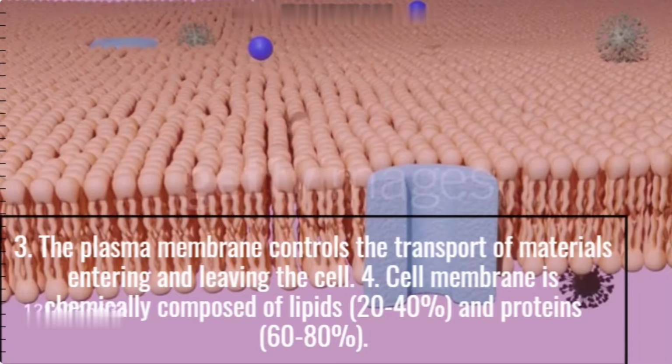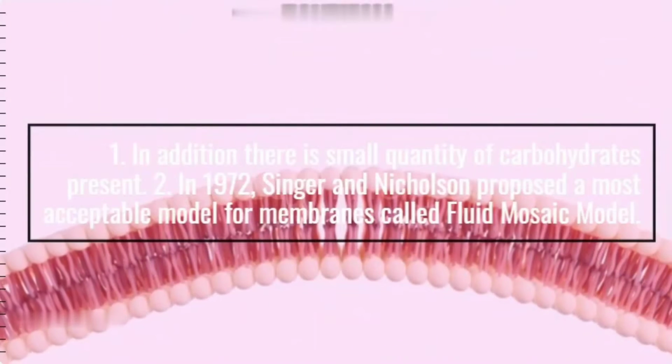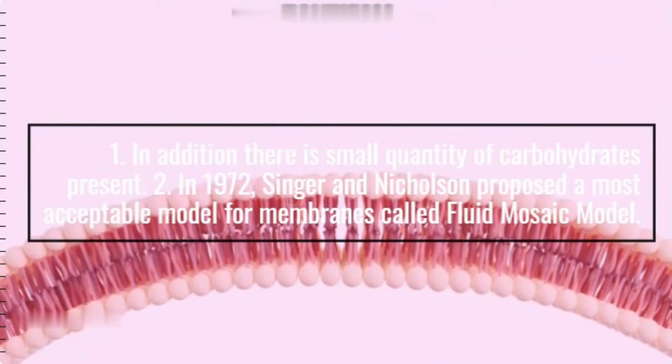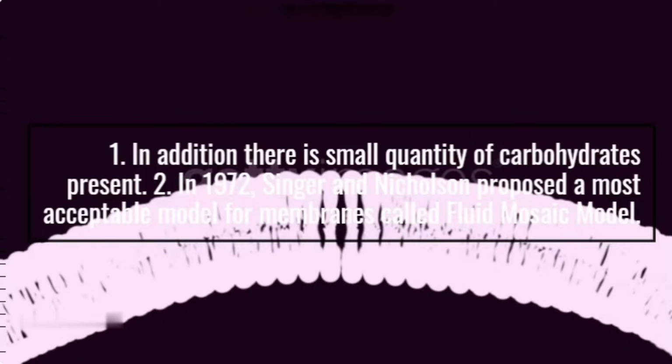4. Cell membrane is chemically composed of lipids, 20 to 40%, and proteins, 60 to 80%. In addition, there is a small quantity of carbohydrates present.